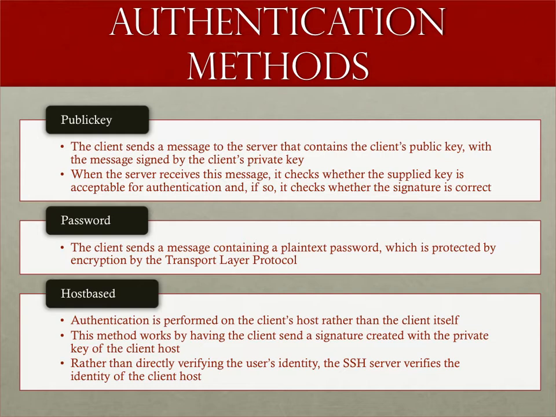Here the public key of the client can be used for authentication, which is similar to the server, but in that case the public key of the client should be stored in the server. Okay? So the client sends a message to the server that contains the client public key with the message signed. But of course you will say, how can I send the public key to the server like this? By this stage, we already have a secure tunnel, so everything sent through the tunnel is already encrypted. So we have a secure tunnel already established. Okay? When the server receives this message, it checks whether the supplied key is acceptable for authentication and so on.